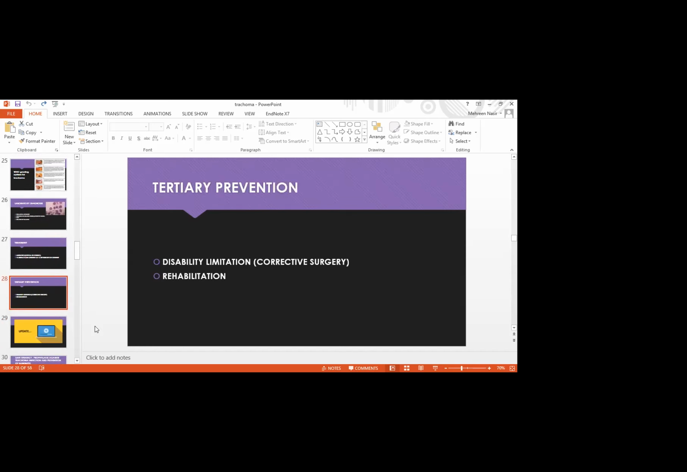Tertiary prevention. Disability limitation: corrective surgery may be required in case the eyelash turns inward. Immediate corrective surgery is required to prevent blindness, and for rehabilitation in cases where blindness has occurred, we can do vocational rehabilitation.